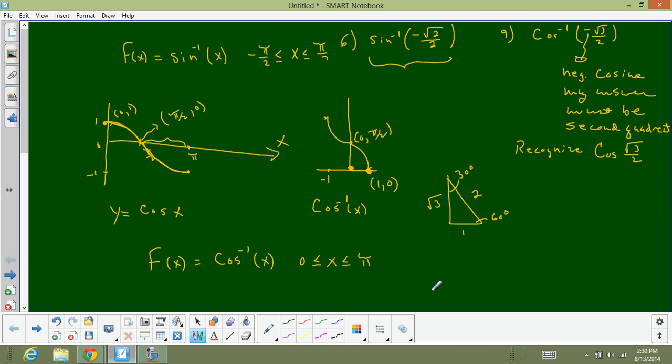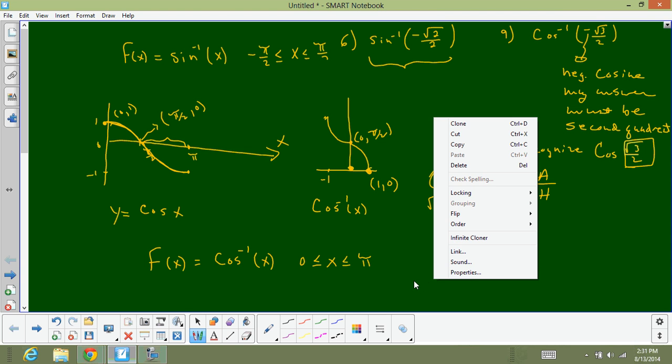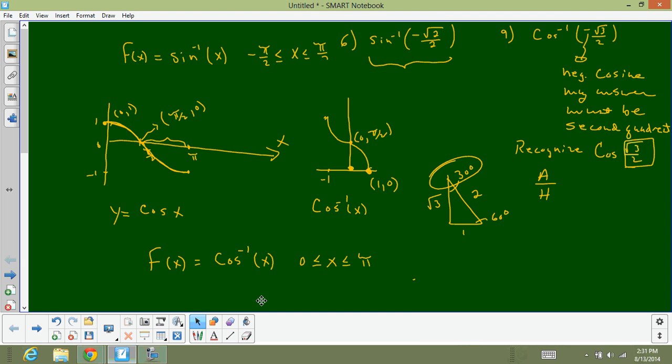So which angle has a cosine of square root of 3 over 2? Well, cosine is adjacent over hypotenuse. So which angle has an adjacent side of square root of 3 and a hypotenuse of 2? And of course, you recognize that as 30 degrees. Now, from there, I know the answer is 30 degrees. I know the answer is pi over 6 if you're thinking radians.